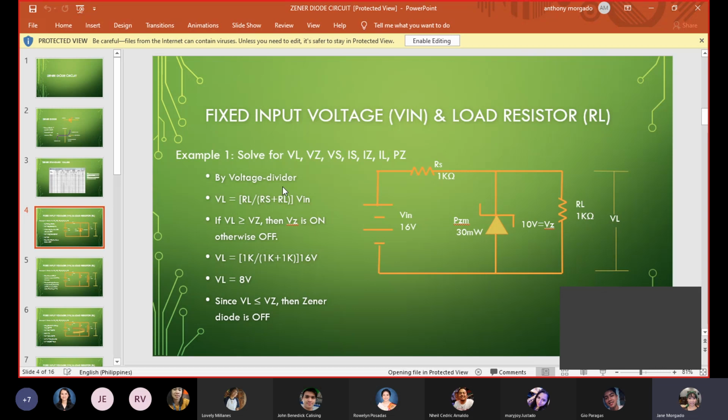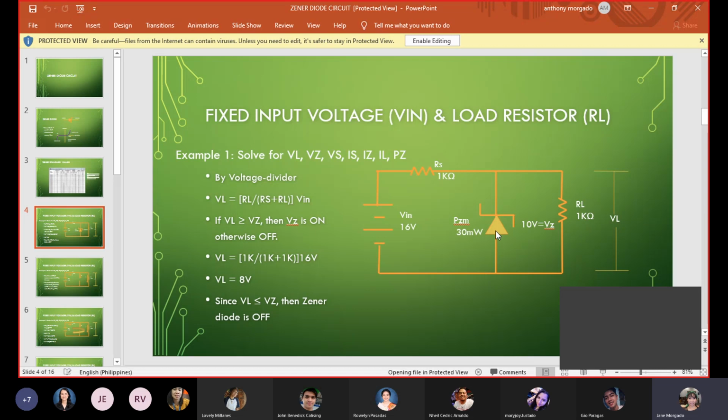Kasi sa series circuit class, naghahati-hati yung voltages. Whereas, ano yung constant sa series circuit? Current. Okay, so you have a constant current. Sa series circuit, current is constant whereas voltage naghahati-hati. To determine if the voltage across RL is enough to turn on the Zener diode, take note that in this example, Zener voltage is equal to 10 volts. So dapat ang voltage across RL should be at least equal to 10 volts. Let's say you have a supply here of 16 volts. RS and RL are both 1K. So iti-test natin if the voltage across RL is enough to turn on the 10 volts Zener diode.